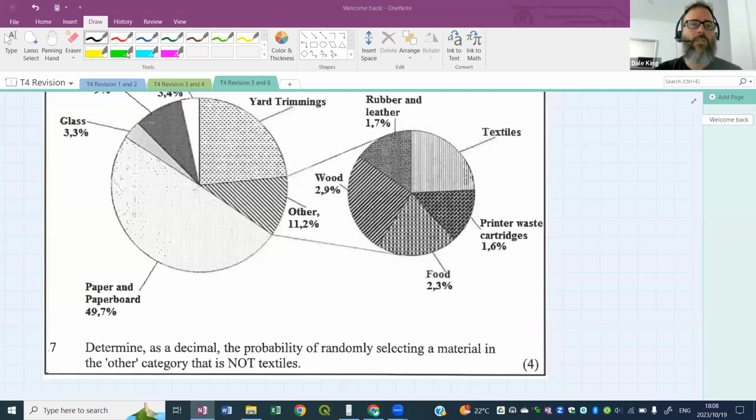Charles is saying 4 out of 5. Yes, very good. So having a fresh look at this question seems a lot easier now, doesn't it? So we're only looking at the other category. You see the word down here in the question, the other category, which is this one here. And the other category has 5 materials in it: rubber, wood, food, printer waste, and textiles.